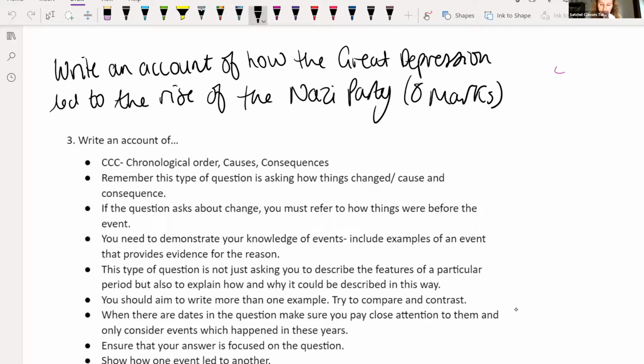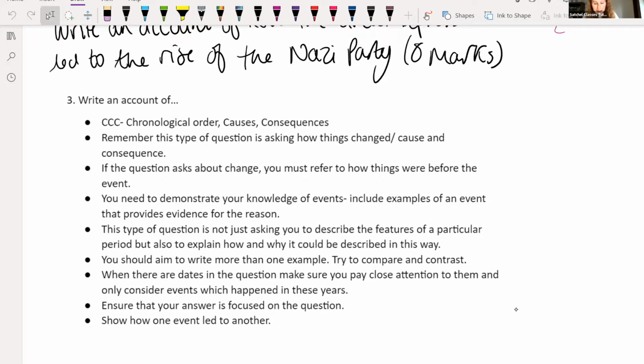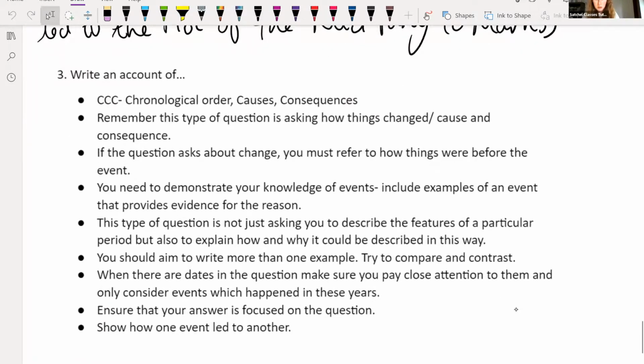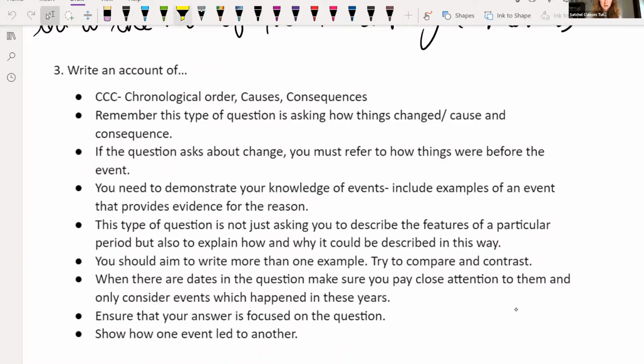So, write an account of how the Great Depression led to the rise of the Nazi Party. That's the question that we're going to be looking at today. So these are from the AQA textbook. I've gone through and written down all of the examiner's tips for each question, and these are all of the ones that I could find on the write an account.